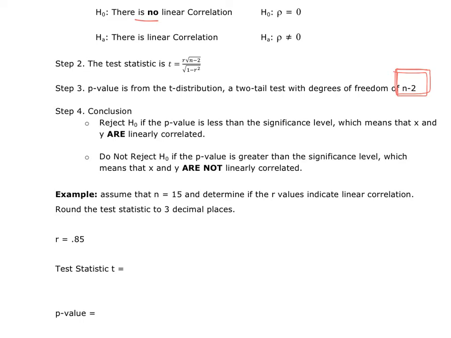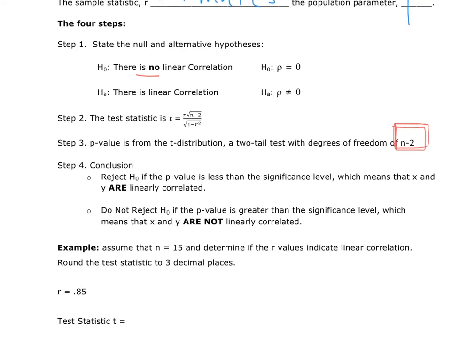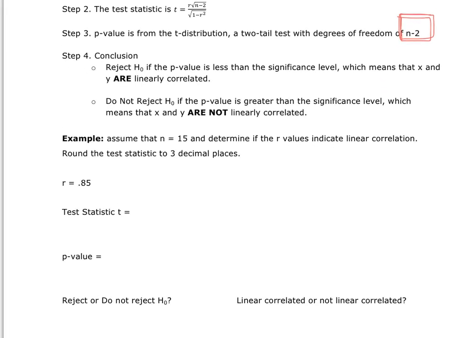And then the conclusion is based on the same rule. We're going to reject the null if the p-value is less than the significance level. And what that means then is that x and y are linearly correlated. So if we reject the null, which is that there is no linear correlation, that means that they are linearly correlated. And then if the p-value is greater than the significance level, we do not reject the null. So we don't reject that there is no linear correlation. That means that x and y, the two variables, are not linearly correlated. So let's run through some examples.